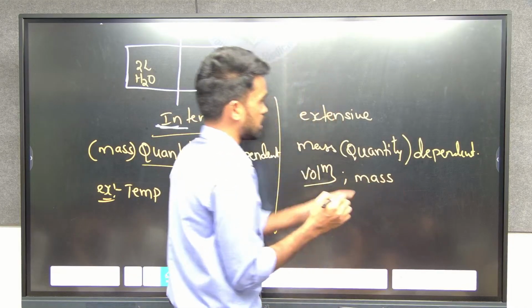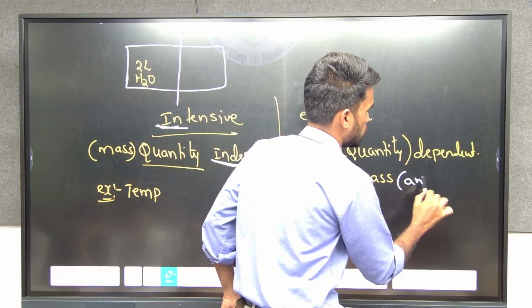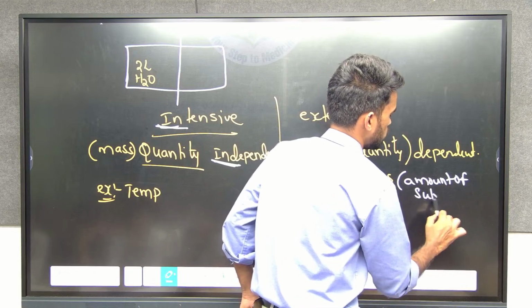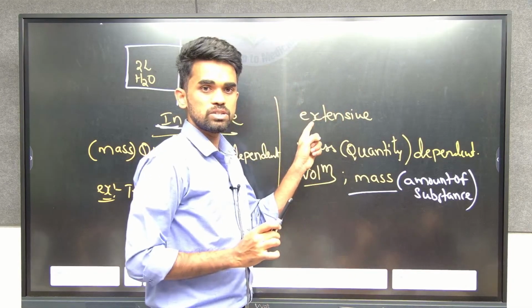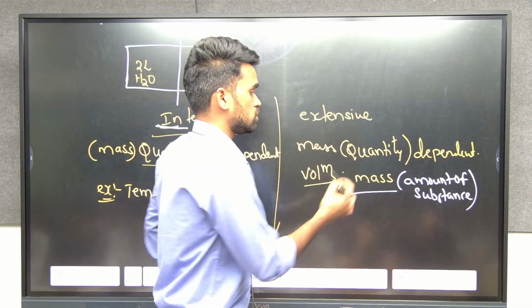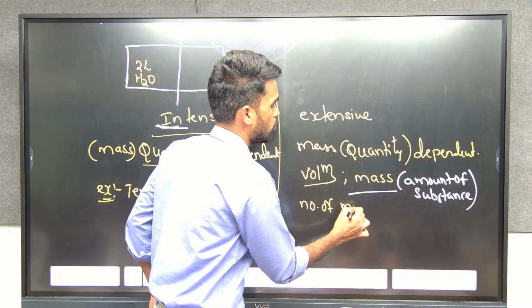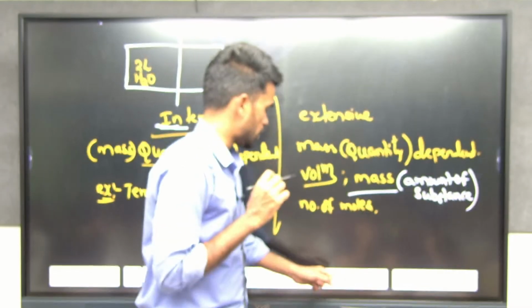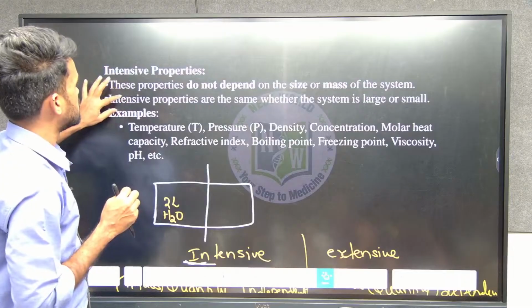Mass and weight come under extensive. So here you can simply say amount of substance. Is amount of substance intensive or extensive? Okay. So amount of substance can also be said as number of moles. Number of moles is also an extensive property. So like this we have different intensive and extensive properties. Just to go through this.